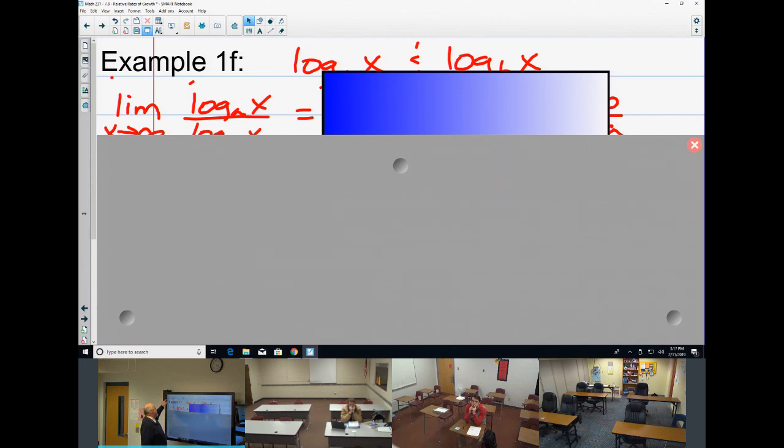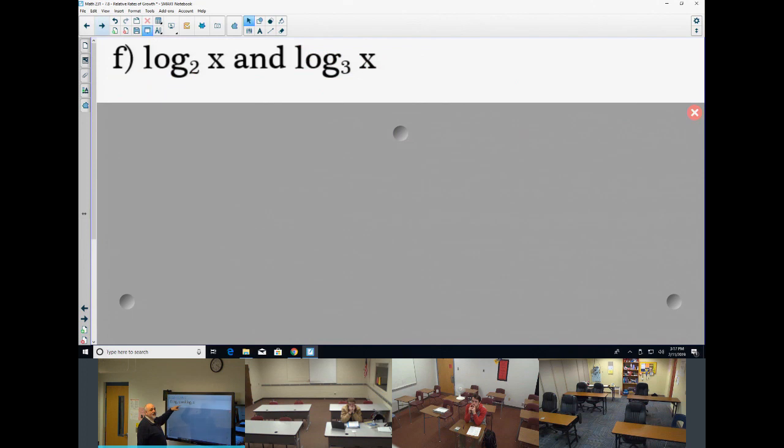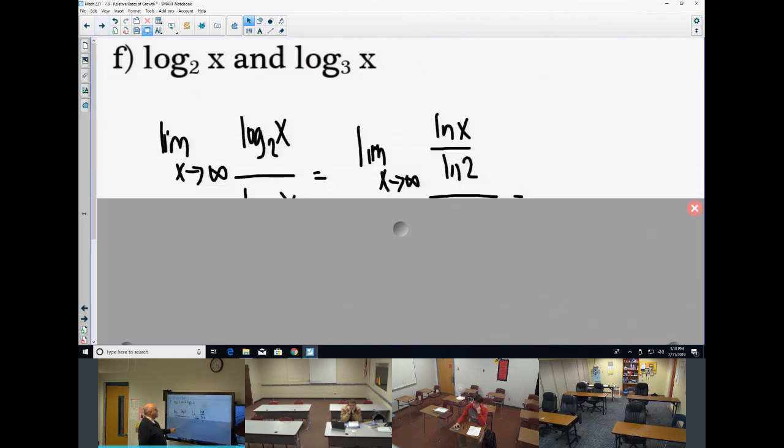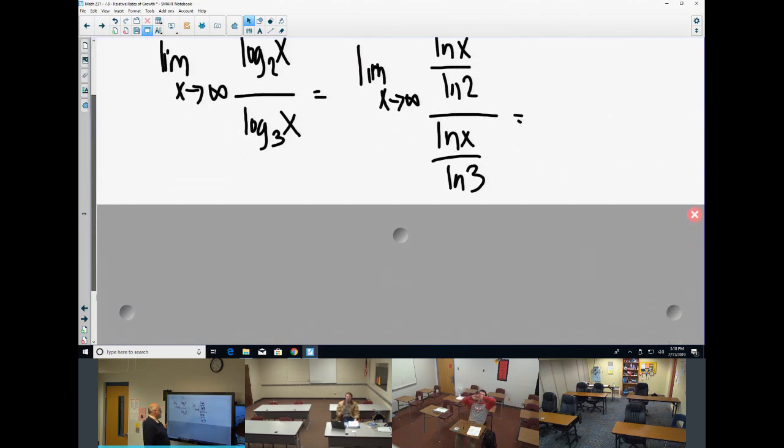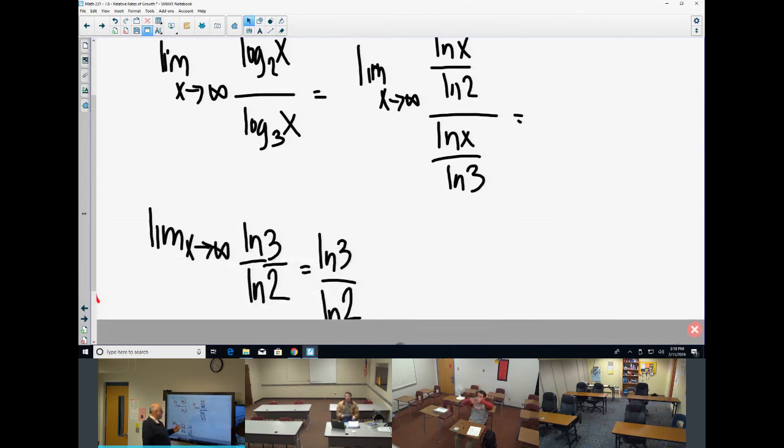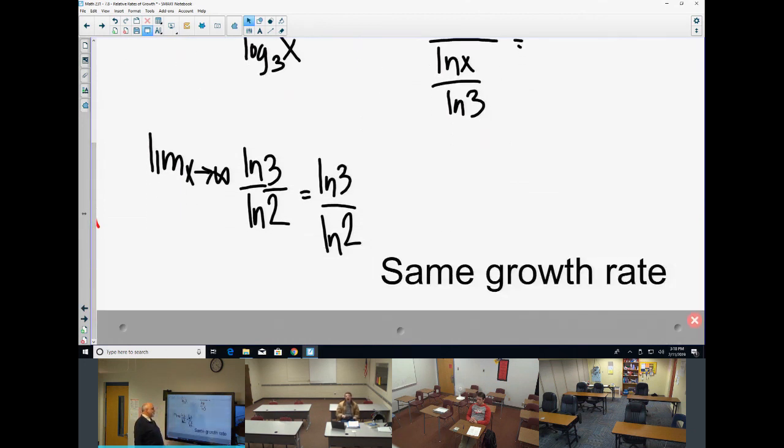Okay, so what are we doing? Oh, practice 1F. So let's see. Tobias, what do you have here? I think it grows at the same rate. Right, because when you break down using the change of base formula, then if you invert and multiply, you cancel the natural log of x's, and you get the natural log of 3 over the natural log of 2. And that's a number. So if you get a number, then they have the same growth rate. Okay? All right. Any questions?